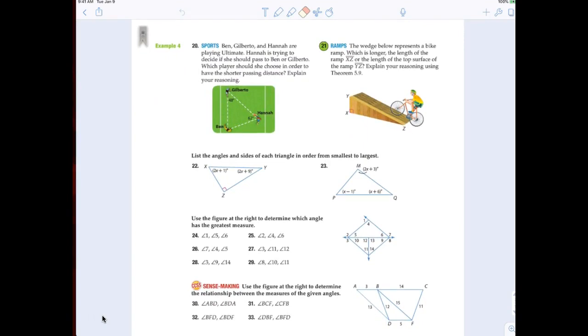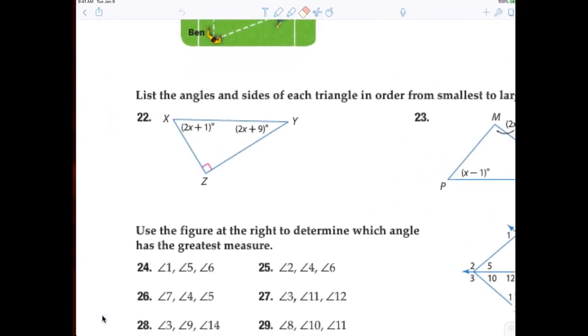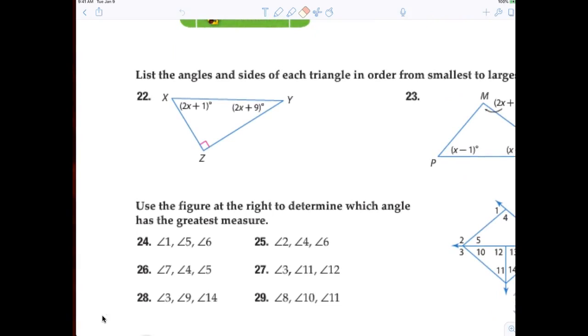22. All right, let's look at 22. List the angles of the sides of each triangle in order from smallest to largest. Well, right off the bat, we already know that Z is going to be 90, the largest. Oh, wait, never mind. Okay, yeah. You good? Yeah.